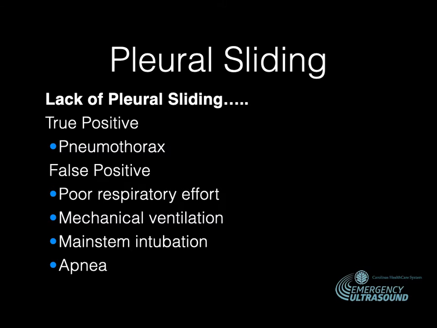If you have lack of pleural sliding, we need to go through our differential about what could be causing that lack of or decreased pleural sliding. The true positive that we're always worried about is a pneumothorax. However, there are several things that can cause a false positive for lung sliding. That would be a poor respiratory effort, mechanical ventilation, main stem intubation, or even apnea.